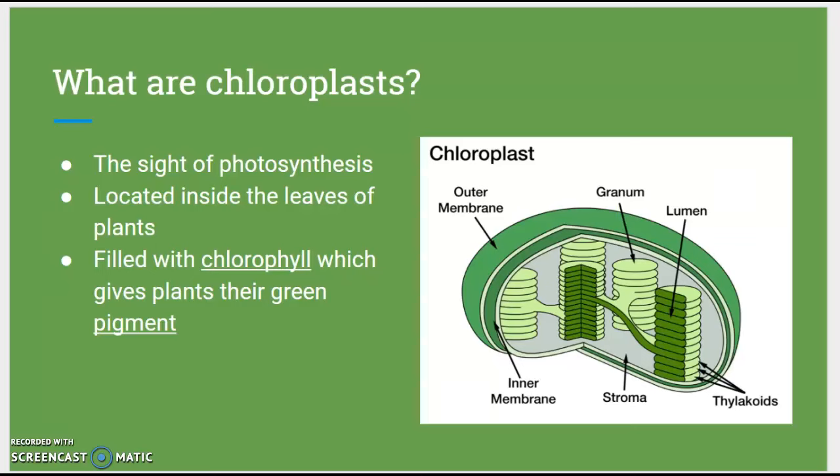What are chloroplasts? So like I said before, this is the site of photosynthesis. It is located inside the leaves of plants. We talked about how our plant cells have chloroplasts. Remember, because plants perform photosynthesis and animals do not. They're filled with a pigment called chlorophyll, and chlorophyll is actually what gives plants their green color. So that is why you see a green color when we're speaking about plants or when we refer to plant cells.